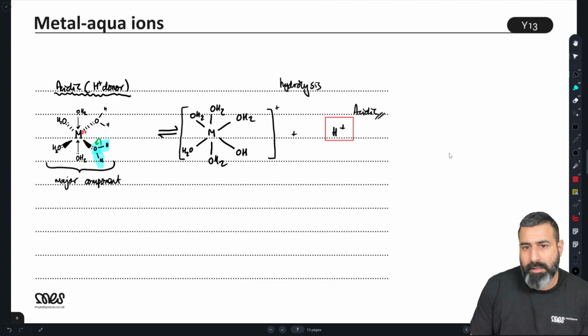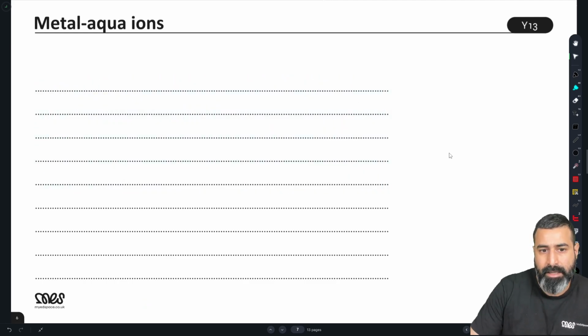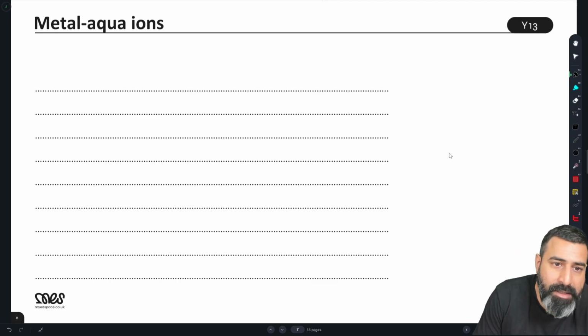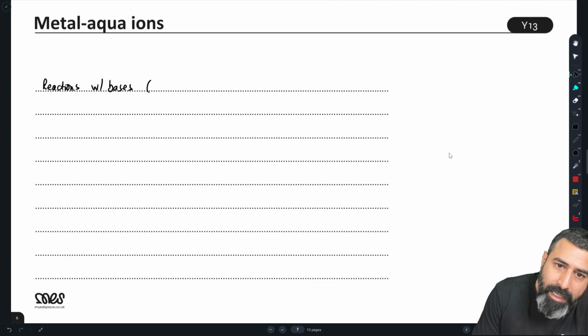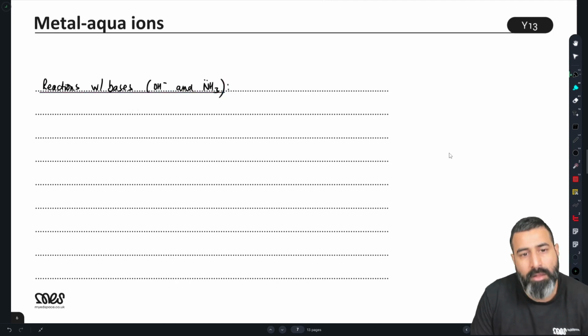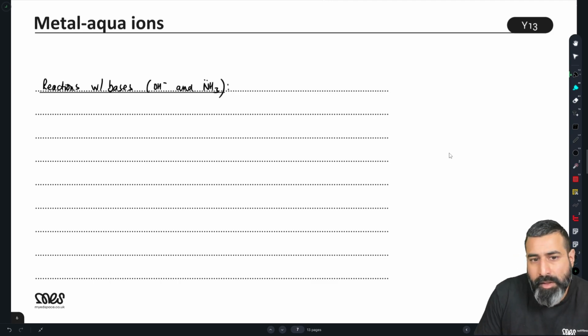So what we're going to do is let's get rid of this and then redraw, and we're going to have a look at the reactions of metal aqua ions with bases. So reactions with bases, and we're going to look at OH- and NH3. So we'll have a look at one ion in particular. So these are all equilibrium reactions. So there's two ways that we can view them. One is, I'll show you. So let's draw this out.